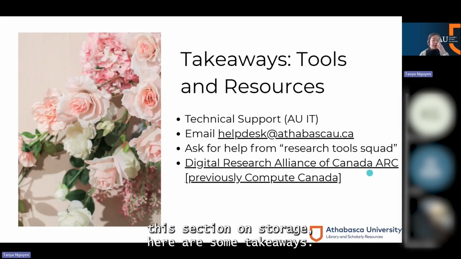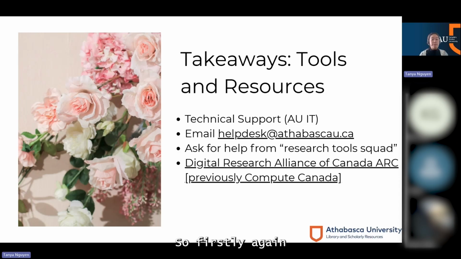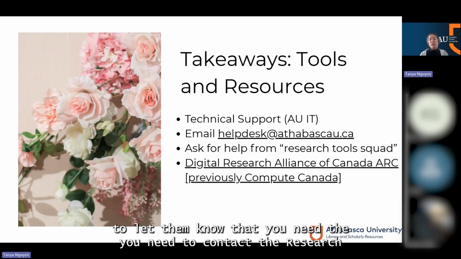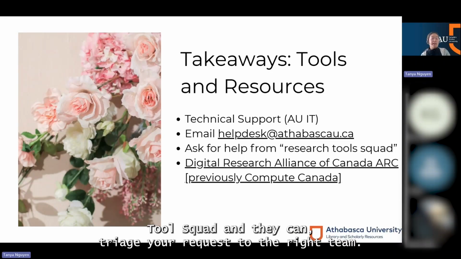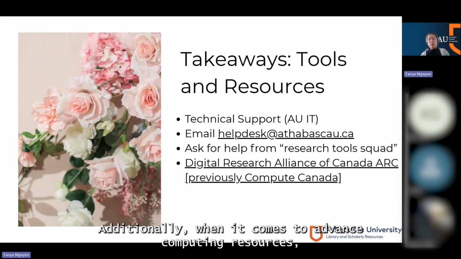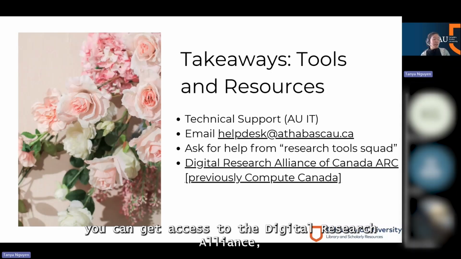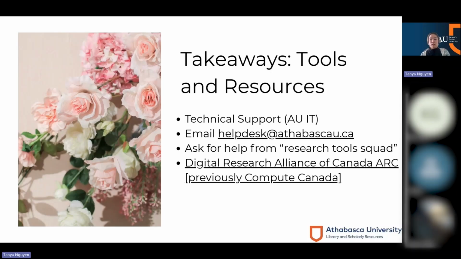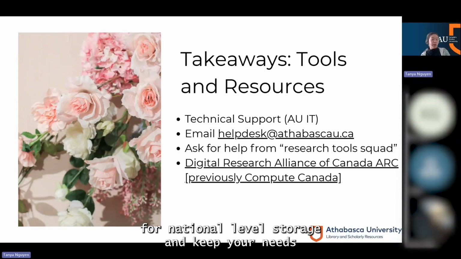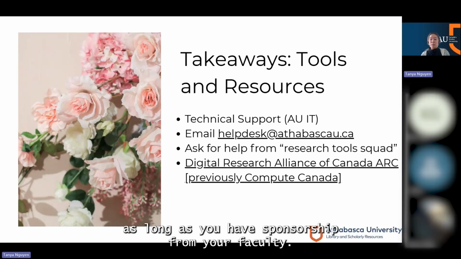So as we wrap up this section on storage, here are some takeaways. Firstly, again, please contact AUIT as your go-to resource at the email. Just let them know that you need to contact the Research Tool Squad, and they can triage your request to the right team. Additionally, when it comes to advanced computing resources, you can get access to the Digital Research Alliance for national level storage and computing needs, as long as you have sponsorship from your faculty.